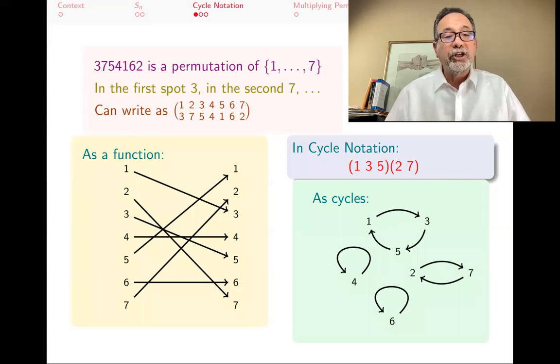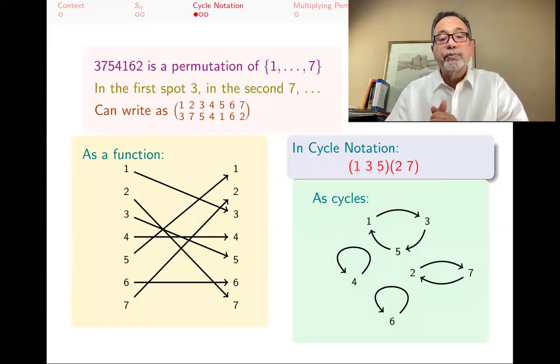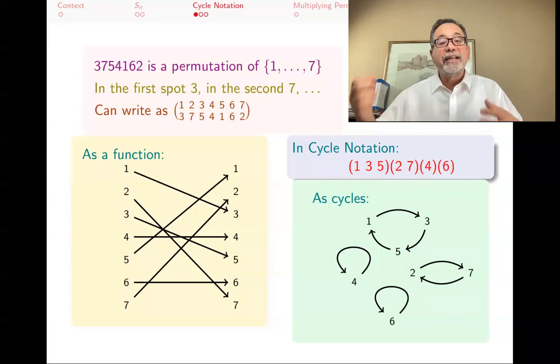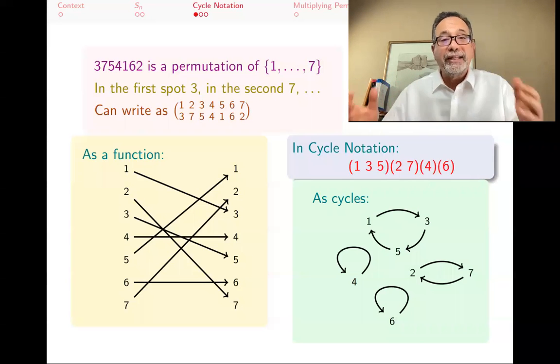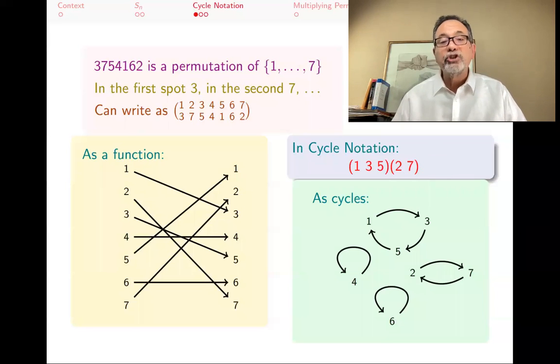So in cycle notation, that permutation will be written as (1 3 5)(2 7). If you want to emphasize the fixed points, then you will write them. You might write them as (4) and (6). For example, this might be an element in S9, and 8 and 9 were also fixed. In that case, you might want to write those down so that we know that there were 9 things that were permuted. It's just that the final ones were fixed. But in general, the most common thing is to drop the fixed points.